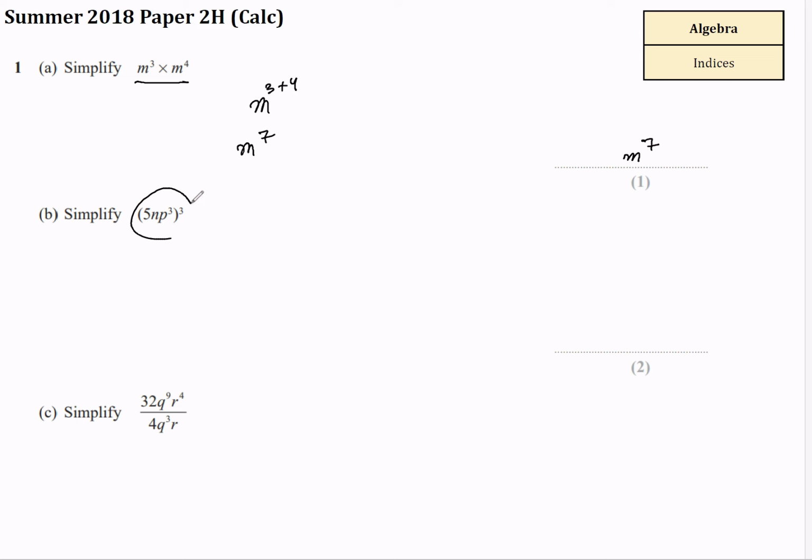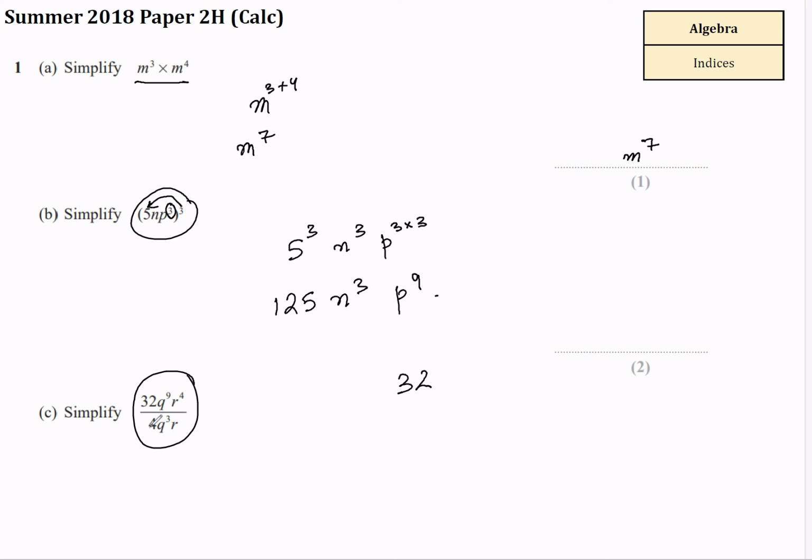Okay. Now, when you have a cube, it means all of them will have this power. Since p already has 3 as a power, it is going to be multiplied with it, because a bracket means that you multiply the powers together. So 5 cubed is 125, n cubed, p^9.